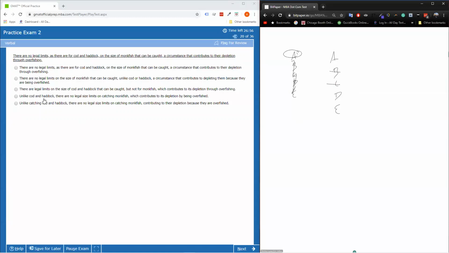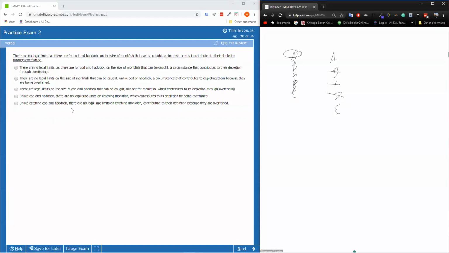Unlike cod and haddock, there are no size limits on catching monkfish. Unlike for cod and haddock, because you've got to be comparing the legal size limits of one to the legal size limits of the other. And also, it's "there," which I don't like. Unlike catching cod and haddock, there are no legal size limits on catching monkfish.